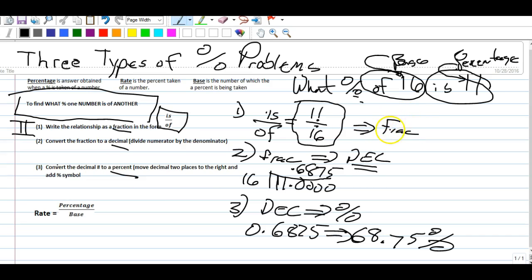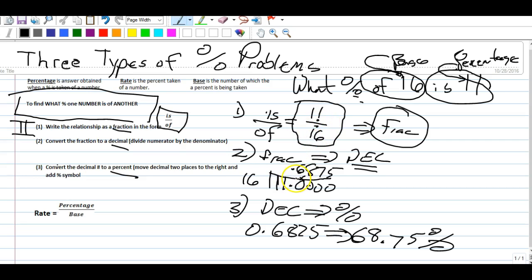The way you obtain the fractional relationship is you write is over of. Then you divide numerator by denominator and express that fraction from step 1 as a decimal. So here I will divide 11 by 16. Numerator, again, is the dividend, and the denominator is the divisor. The divisor is what you're dividing by. It's 11 divided by 16.